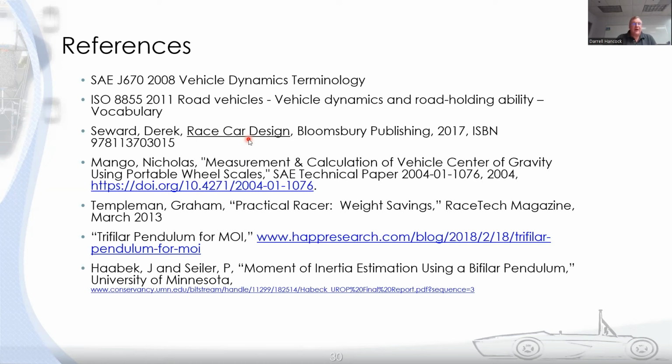It breaks the driver's body down into the different components so you can place them in different positions and calculate the weight and the inertia of the driver if you want to. Again, the SAE paper that talks about how to calculate center of gravity height using 4-wheel scales. And then there's an interesting article in Race Tech magazine that talks about, from a practical sense, reducing the weight of your car. And then a couple of websites, I guess, for a trifilar pendulum, and then using a bifilar pendulum. You can look those up.